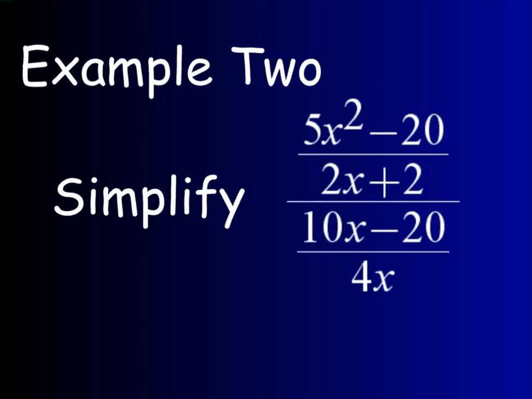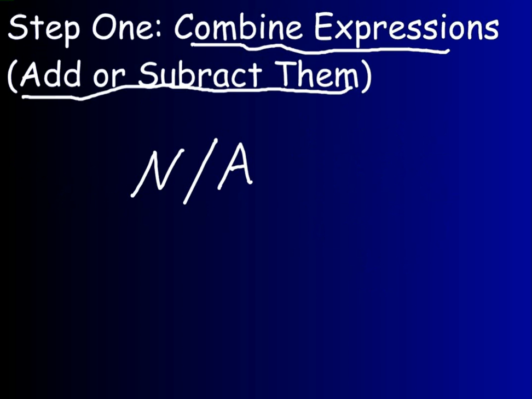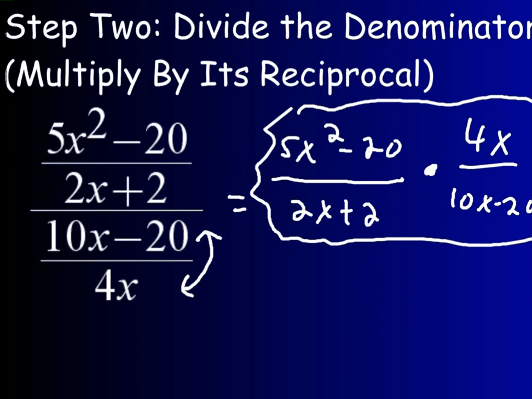Okay, here we have example 2, and this is simplifying complex fractions. One thing I like about this example is it's only got one fraction on top and one on the bottom, so we don't have to combine anything for step 1. So it is not applicable. It's already one fraction divided by one fraction. We can go ahead and jump to step 2.